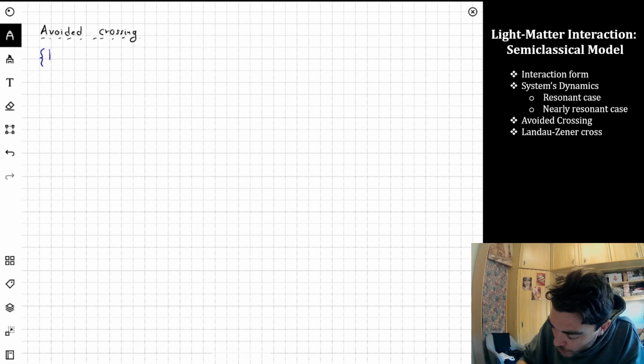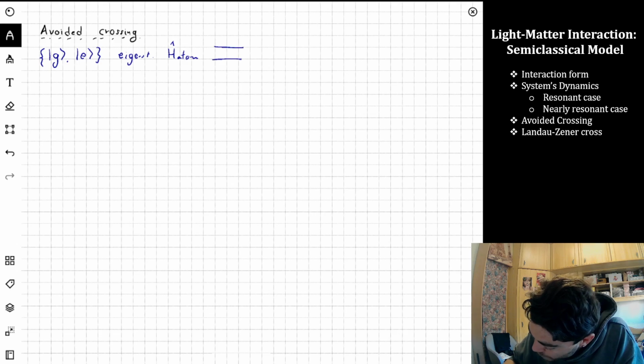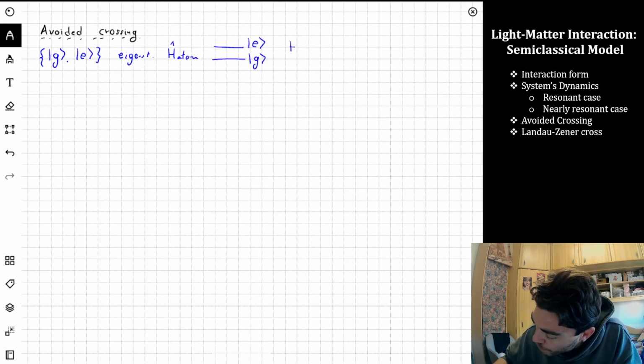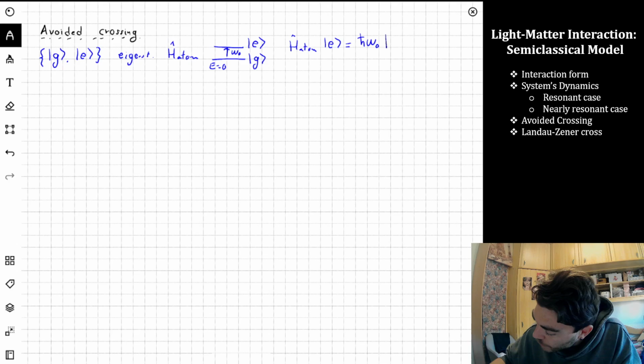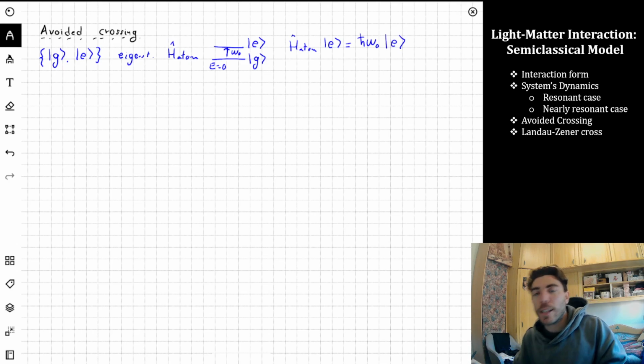So the idea is the following. The ground state and excited state are eigenstates of the atom, right? Because we defined them literally to be the two levels that diagonalize the Hamiltonian of the atom. So if I apply, for example, the Hamiltonian of the atom on the excited state, then I will get the energy, which in this case is this energy splitting, because we said that the energy equal to 0 corresponds to the ground state, and this was Omega 0, times the state itself. It's an eigenstate.